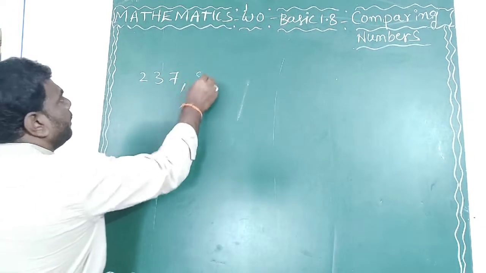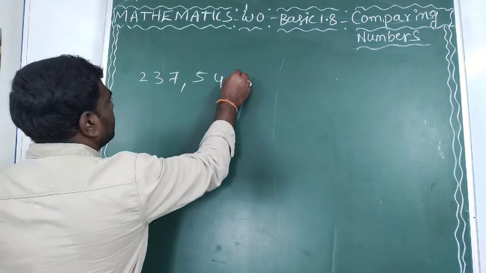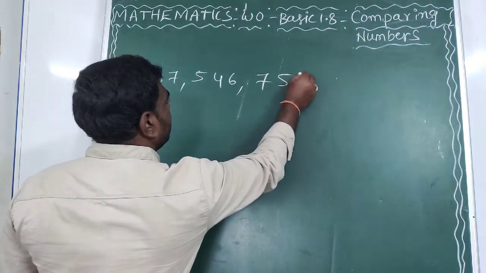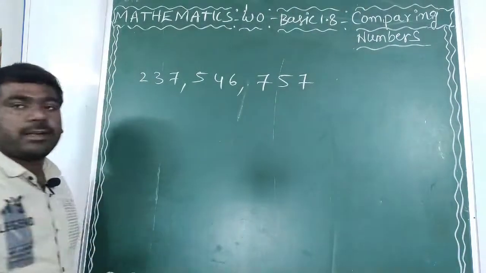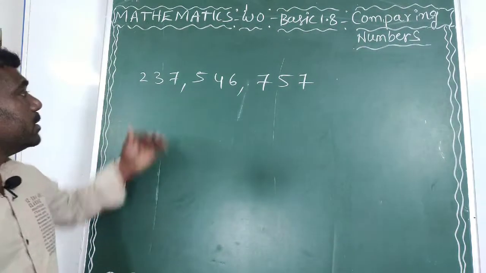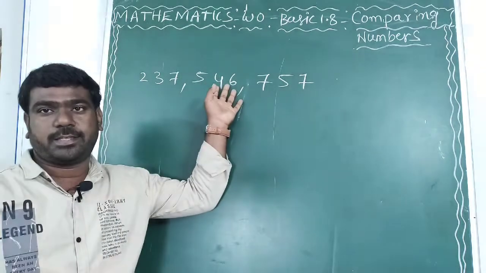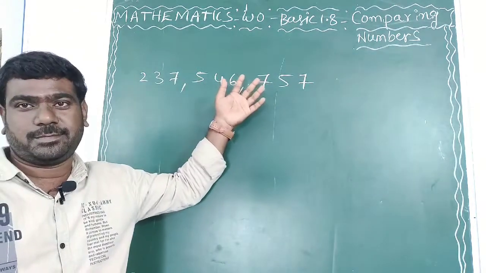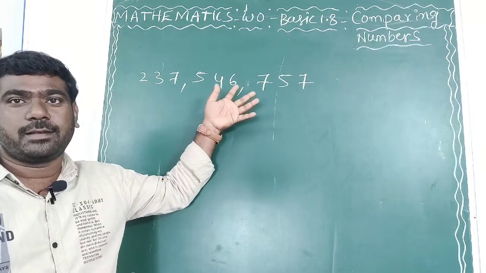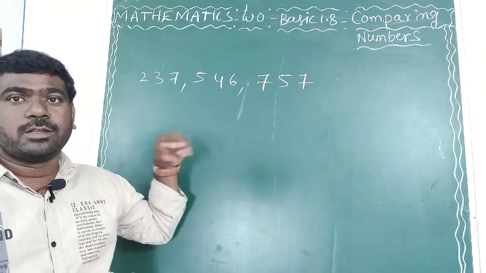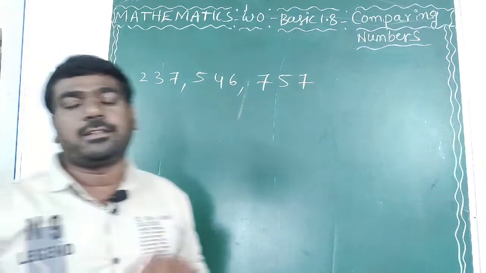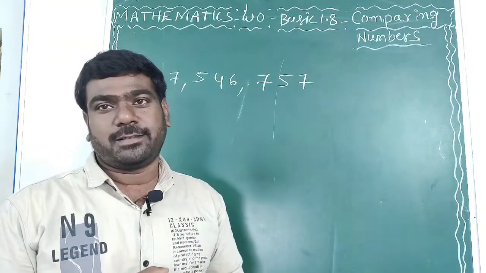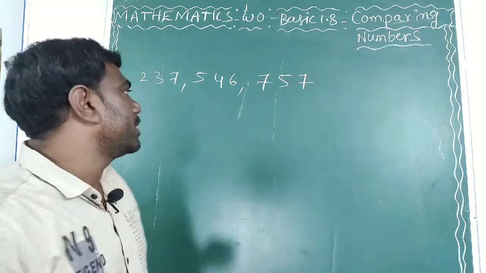Suppose 237, 546, 757. These are the three numbers. Now, how do we compare these three numbers? In mathematics, if you want to compare numbers, we have some mathematical symbols. What are the mathematical symbols here?